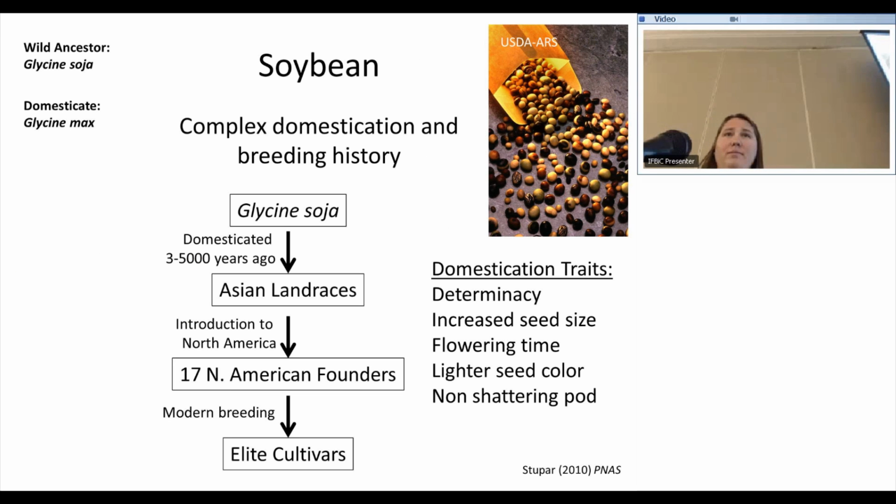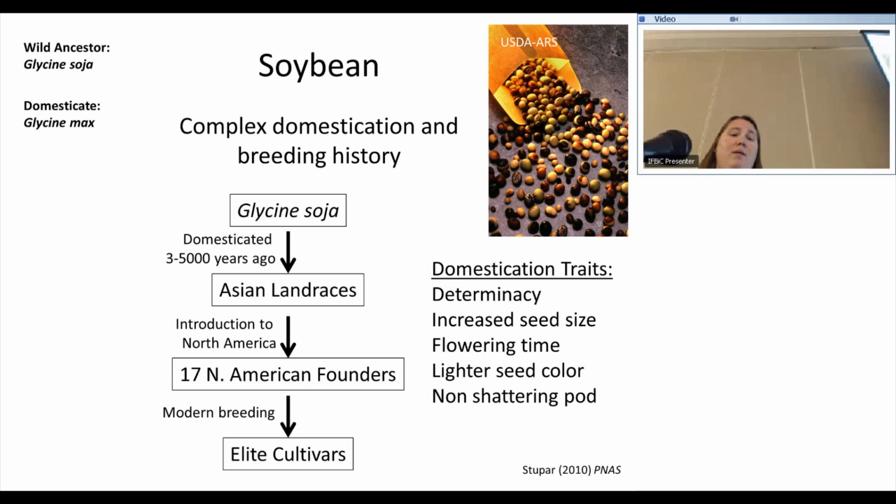Soybean, a major crop in the United States, also has a complex history because of the breeding history. Glycine soja is the wild relative. It's a very interesting plant. It vines. It has very small flowers. The seed pod shatters, spreading the seeds. It was domesticated into the Asian land races about 3,000 to 5,000 years ago.